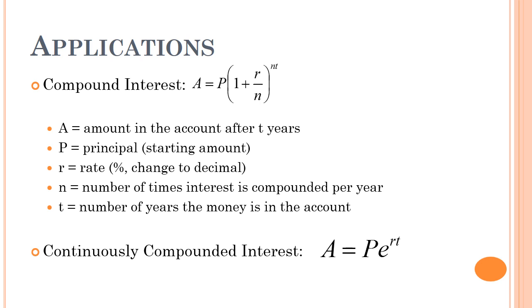We also have a formula for continuously compounded interest, which is A equals P e to the rT. I also call this the PERT formula or the shampoo formula, but it's principal times e to the rate times time.